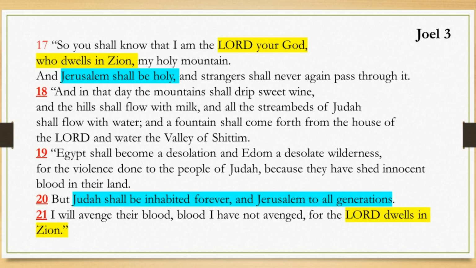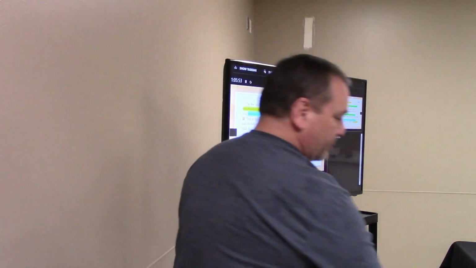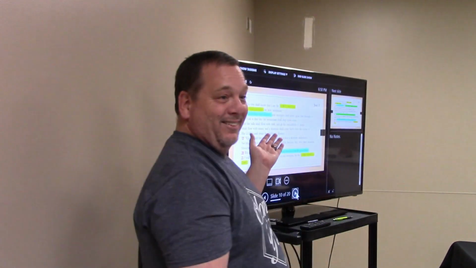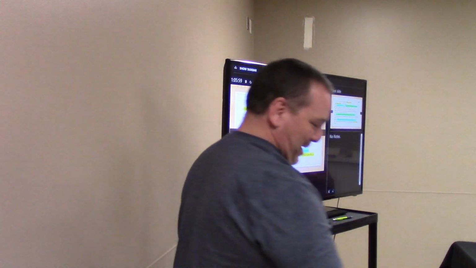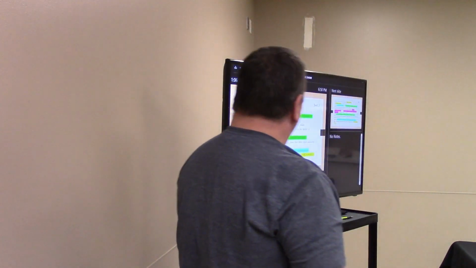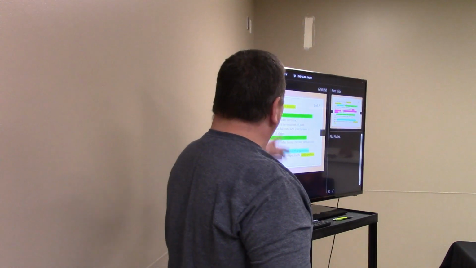Jerusalem shall be holy. Judah shall be inhabited forever, and Jerusalem to all generations. So Jerusalem shall be holy for all generations. And here Judah is part of that, because Jerusalem is in Judea. Right, it was part of Judah. Any more? I see green lines over there. So here it is.